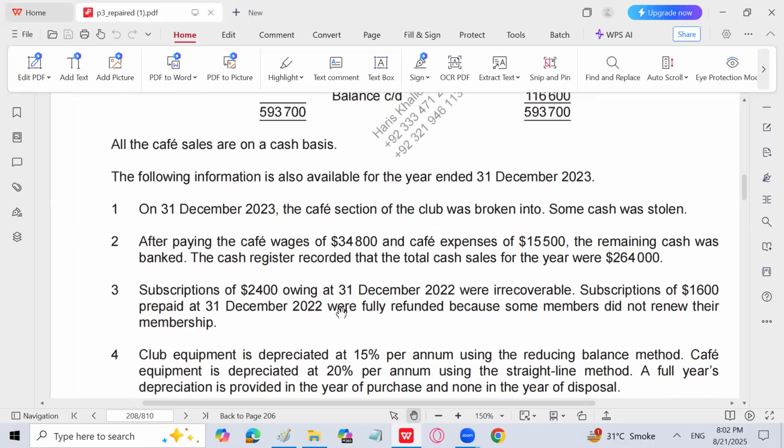Subscription of 2,400 owing at 31st December but irrecoverable. Subscription of 1,600 prepaid at 31st December was fully refunded because some members did not renew their membership.